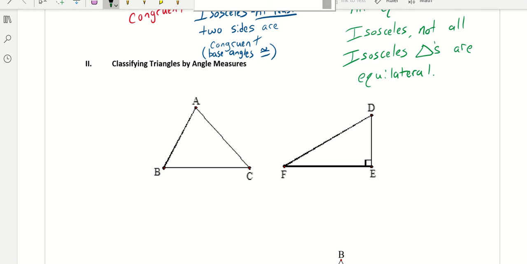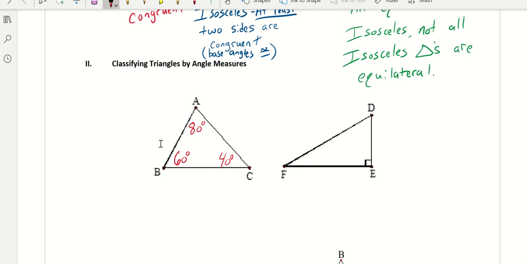Classifying triangles by their angle measures. This triangle on the left here, let's put some angle measures to it. Let's say it's 60, 40, and 80. So something like that. 60 degrees for angle B, 80 degrees for angle A, and 40 degrees for angle C. I don't think we've covered this yet, but if you add up all the angles of any triangle, it has to be 180, right? So think back to the equilateral triangle, 60, 60, and 60. That's 180. Right here, 60 plus 40 is 100. 100 plus 80 is 180. It's always going to be 180 degrees.